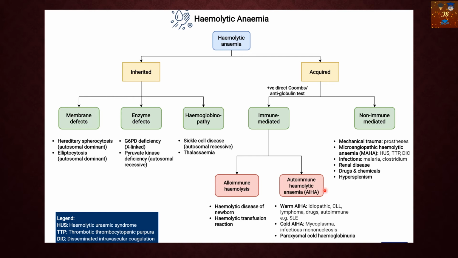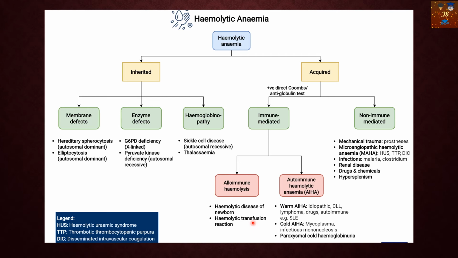Now, regarding the alloimmune hemolysis, you can see that there are hemolytic disease of the newborn and hemolytic transfusion reaction. So this transfusion reaction is a thing to be understood. The most severe alloimmune hemolysis is an acute transfusion reaction caused by ABO incompatible red blood cells.